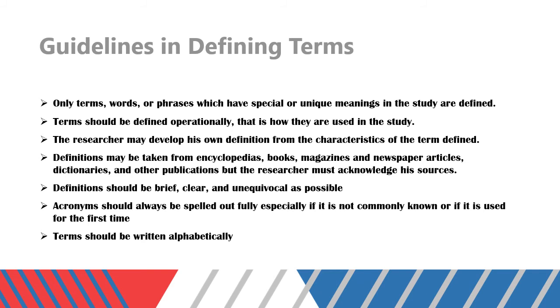Fourth, definitions may be taken from encyclopedias, books, magazines, newspaper articles, dictionaries, and other publications, but the researcher must acknowledge his sources. Definitions taken from published material are called conceptual and theoretical definitions. Number 5, definitions should be brief, clear, and as unequivocal as possible. Sixth, acronyms should always be spelled out fully, especially if they are not commonly known or if they are used for the first time. The last one, the terms should be written alphabetically.